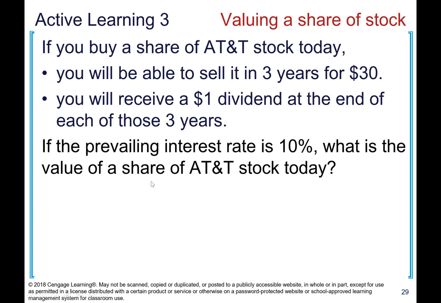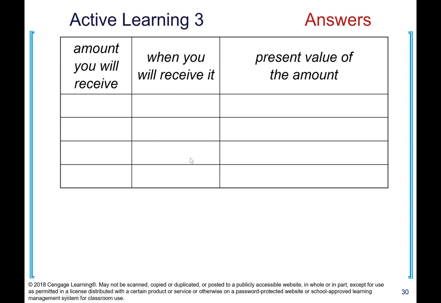Learning exercise 3. If you buy a share of AT&T stock today, you will be able to sell it in 3 years for $30. You will receive a dollar dividend at the end of each year. If the prevailing interest rate is 10%, what is the value of a share of AT&T today?